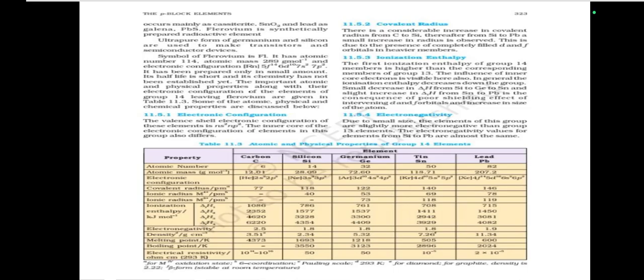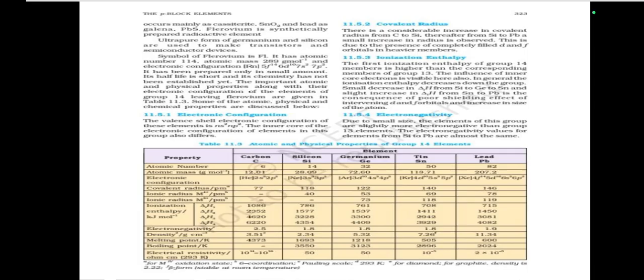The symbol of flerovium is Fl. It has atomic number 114, atomic mass of 289 gram per mole, and electronic configuration [Rn] 5f14 6d10 7s2 7p2. It has been prepared only in small amounts. Its half-life is short and its chemistry has not been established yet. The important atomic and physical properties, along with the electronic configuration of the elements of group 14 leaving flerovium, are given in table 11.3. Some of the atomic, physical and chemical properties are discussed below.